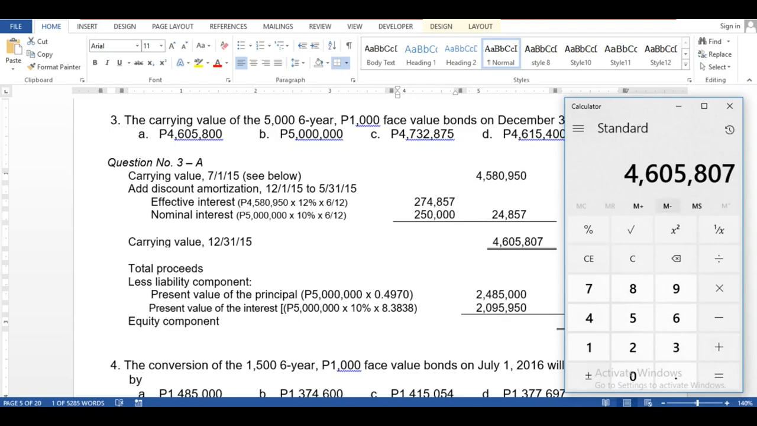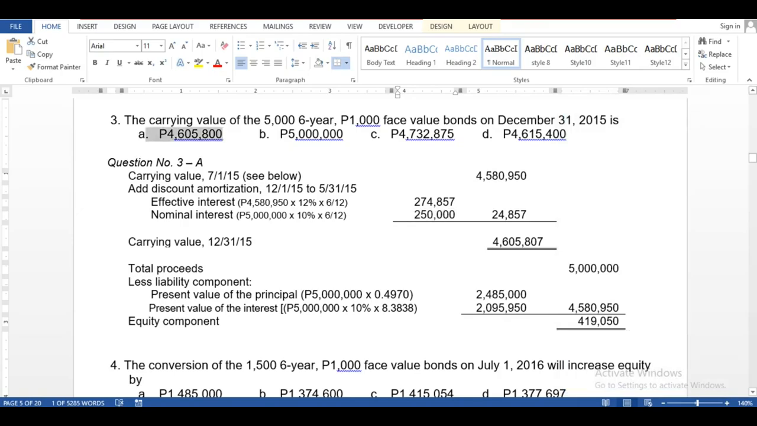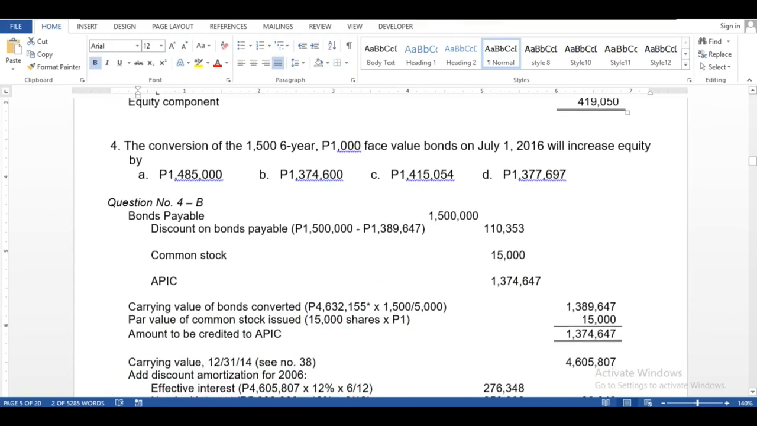So meron siya 4,605,807. So the answer is 4,605,800. Approximate. So puro sa approximate din yung mga answer. And for number 4 naman, regarding the conversion, so convert yung bonds July 1, 2016, which is 2 amortization. So it will increase the equity by, so how much is the APIC? So yung change in APIC.